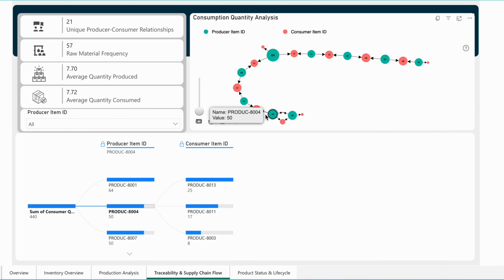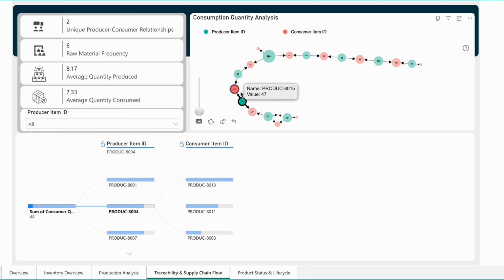Now, the traceability and supply chain flow page has a unique way of depicting the consumption analysis of products and the relationship to consumer items, which is explained in the tree visual below. Often, source items are used in multiple products, and these products act as source materials for further downstream products.